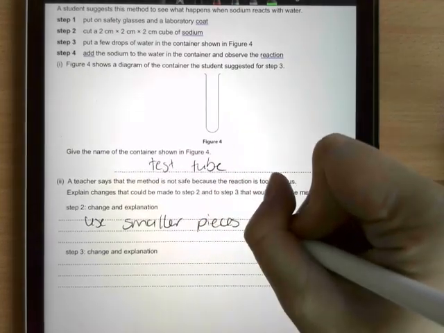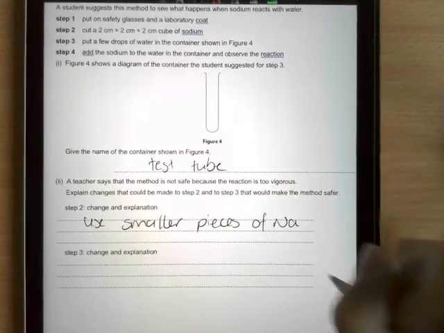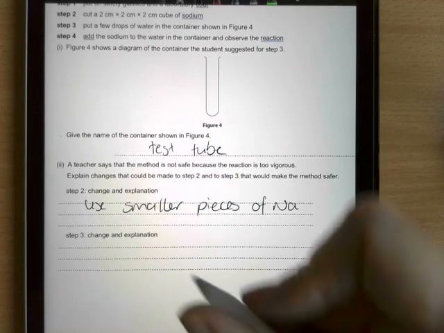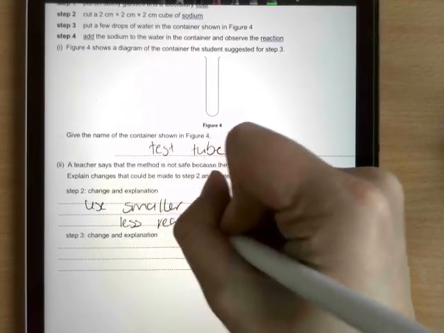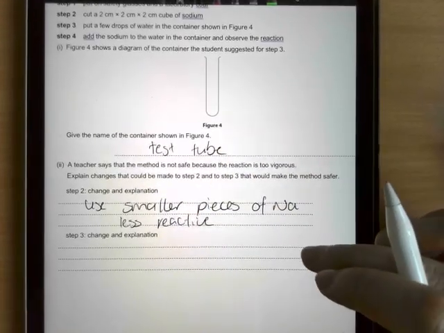Okay, that's going to be safer. Use smaller pieces of sodium, and then they ask you to explain why. And you can write so it will be less reactive, so that the reaction won't be as strong.